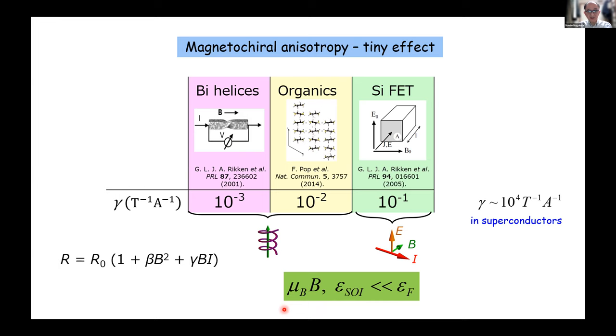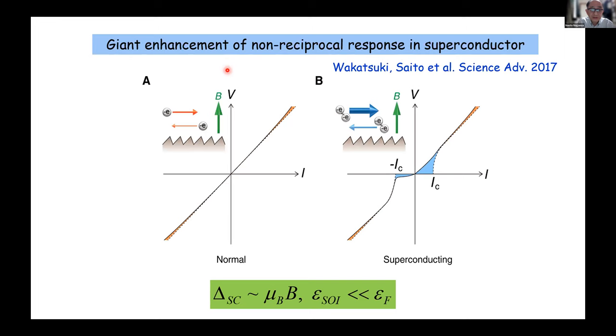But as I will show you, in superconductors, this gamma value could be huge, of the order of 10 to the 4, right? So this is the reason why I got interested in the non-reciprocal effect in superconductors, which is much, much larger than the normal state. I will explain why this happens. So this is a cartoon. This one was published 5 years ago. In the normal state, your non-reciprocal transport is rather tiny like that. But once you have superconductivity, here occurs the critical current IC, right?